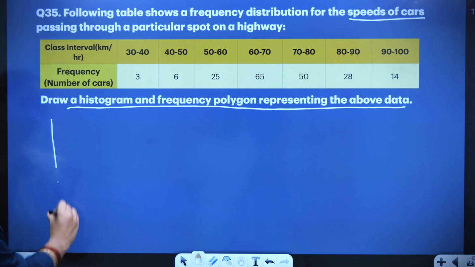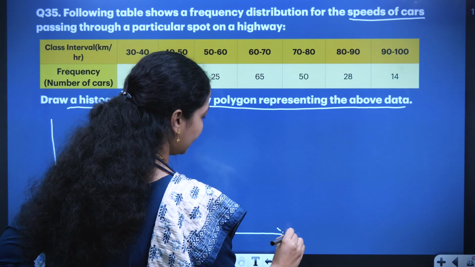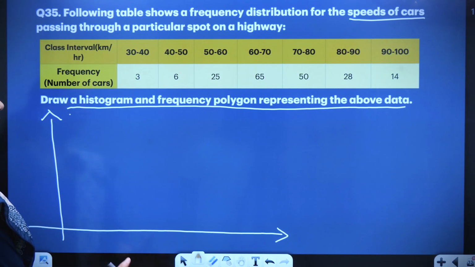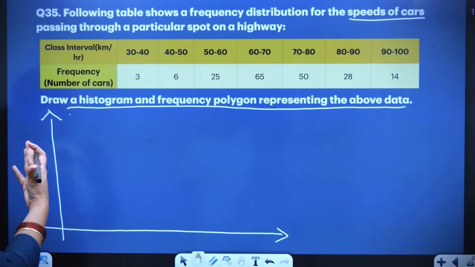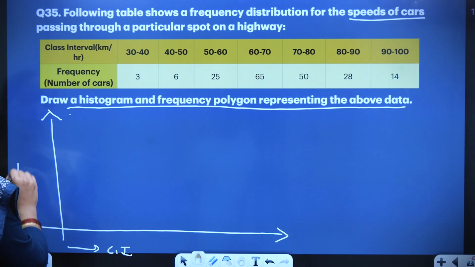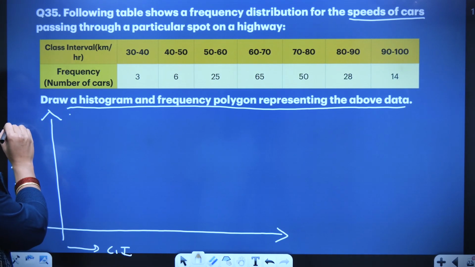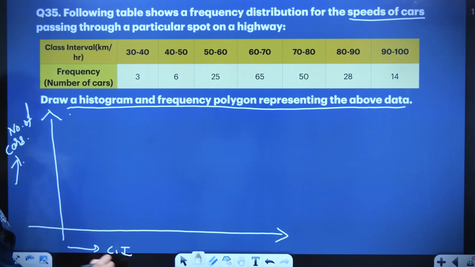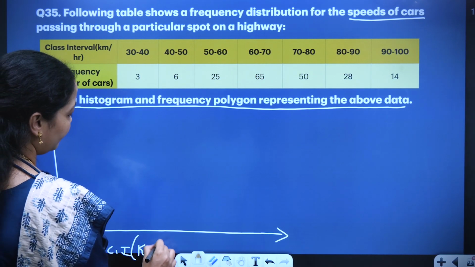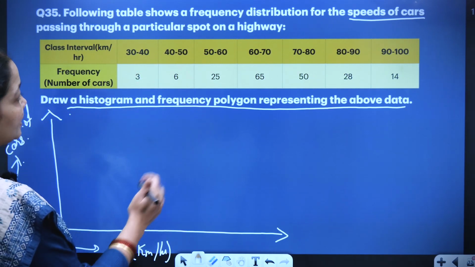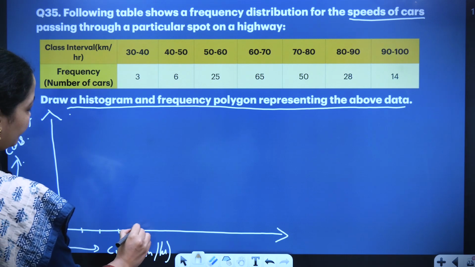When we are drawing a histogram, I will take my x and y axis. I have to choose the values which are constant on my x-axis, and the ones which are varying on my y-axis. So I'll take the class interval column on the x-axis and the number of frequency on my y-axis. This is number of cars. This is class interval or the speed of the cars in kilometer per hour. Therefore, the class interval is 30 to 40 and 10 gaps are there. So I will take 10, 20, 30, 40, 50.